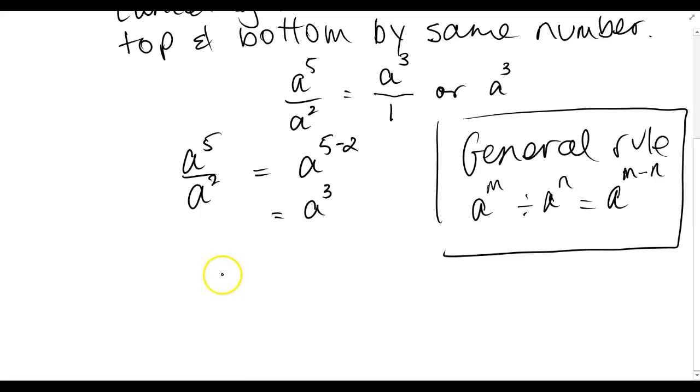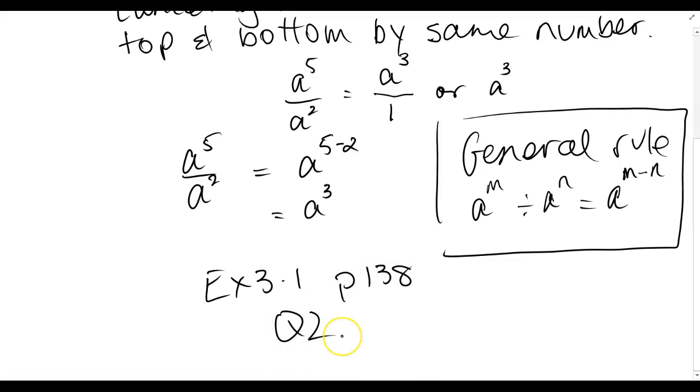So we're going to do exercise 3.1. We're still on page 138, and now we're in question 2, and I'm going to ask you again to do the first and third columns. Away you go, people.